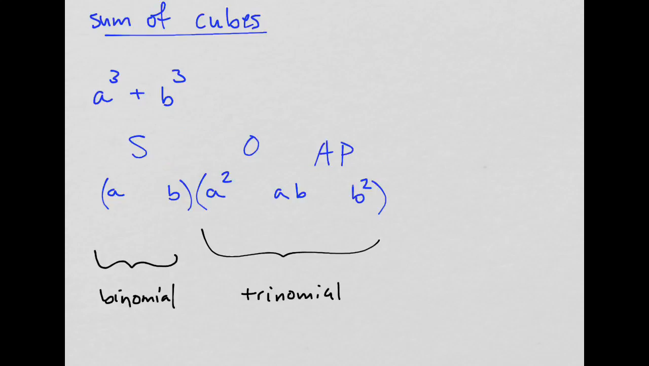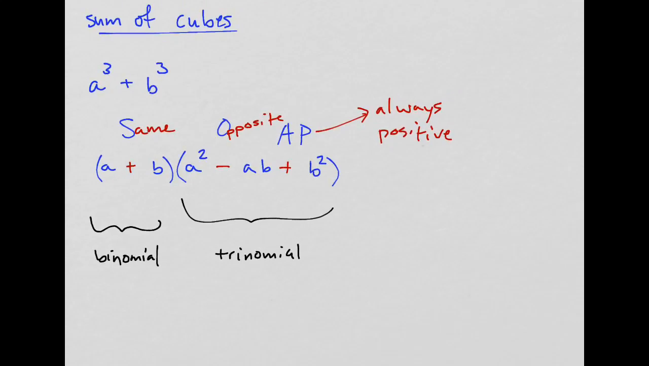What does soap mean? It's different than what you used to wash your hands with. S means same. So what sign goes in here? The same that's in the original, plus. O means opposite. What sign goes here? The opposite of the original. So that's plus, and this will be minus. And then A-P means always positive. So there you go. That's how you remember the pattern.